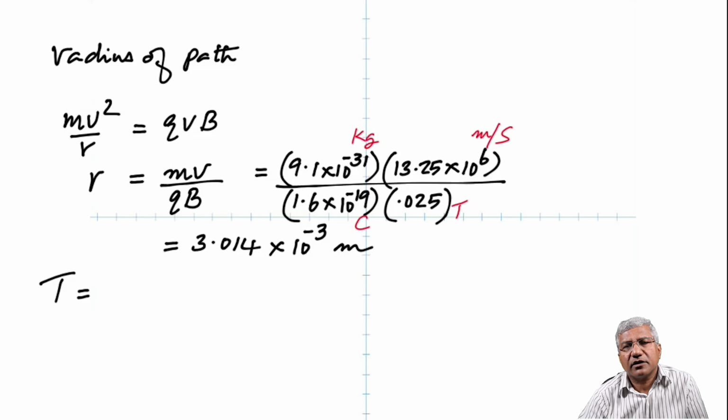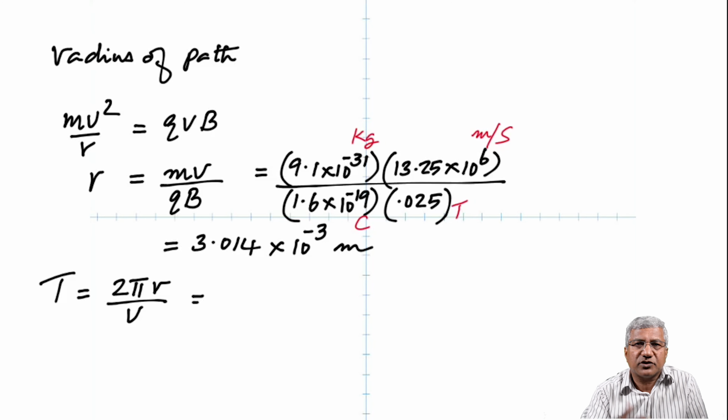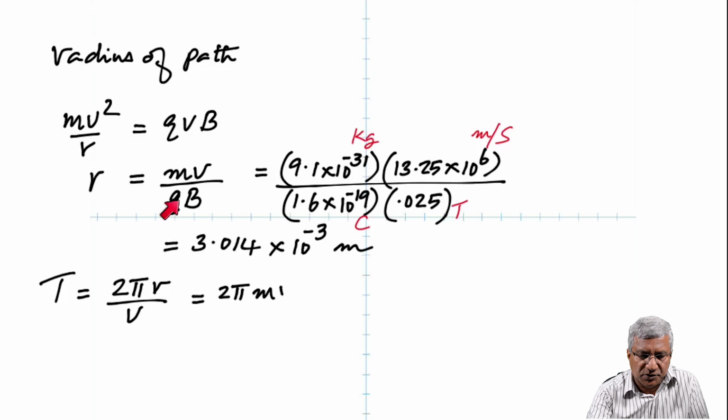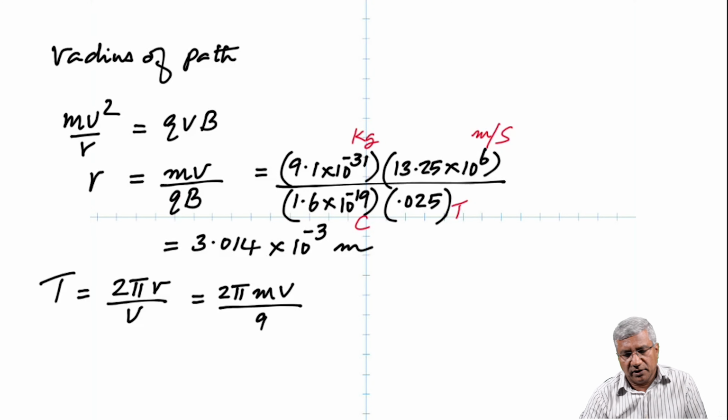So if you do that, you're going to get 2 pi r, which is the circumference, divided by the velocity. And then you substitute for the radius. You know, radius is mv by qB, so substitute for that. And the velocities get cancelled out. So time period does not depend on the velocity.